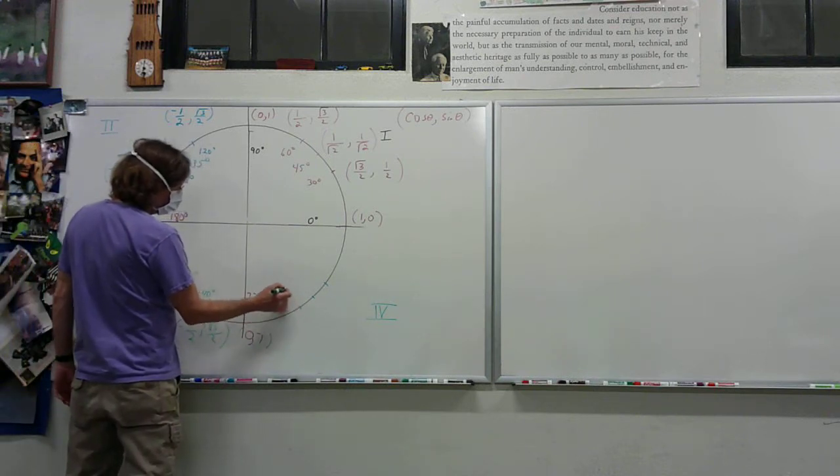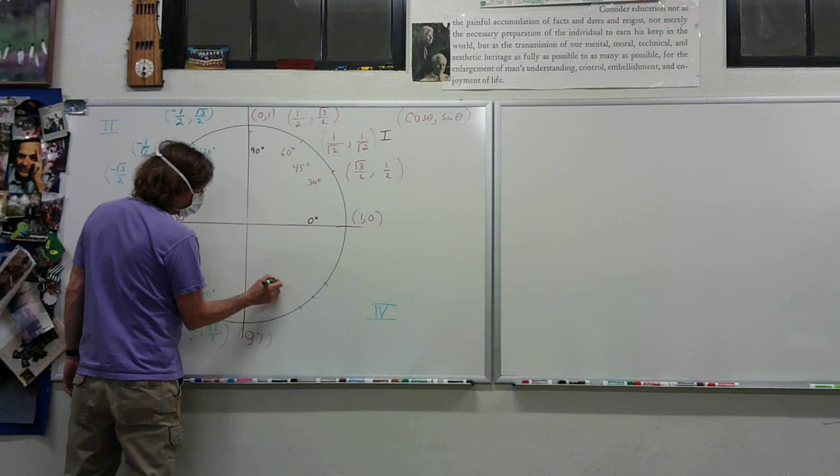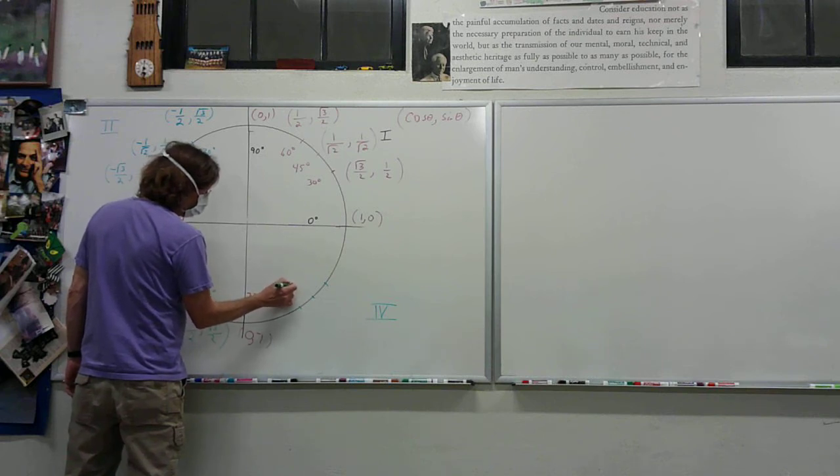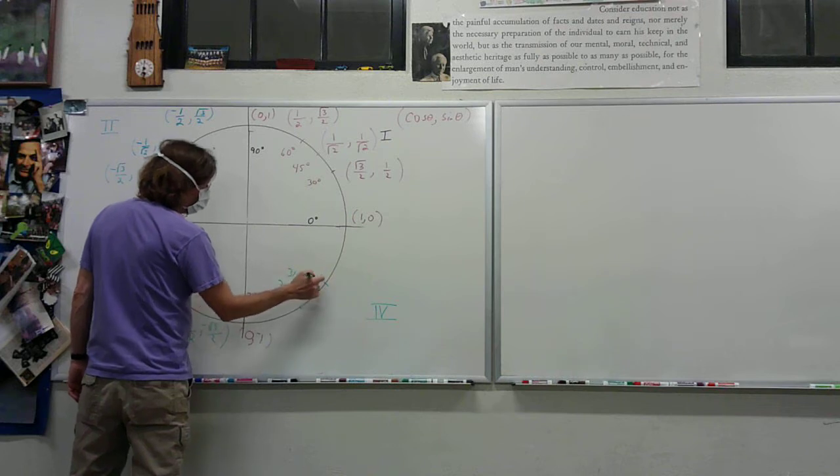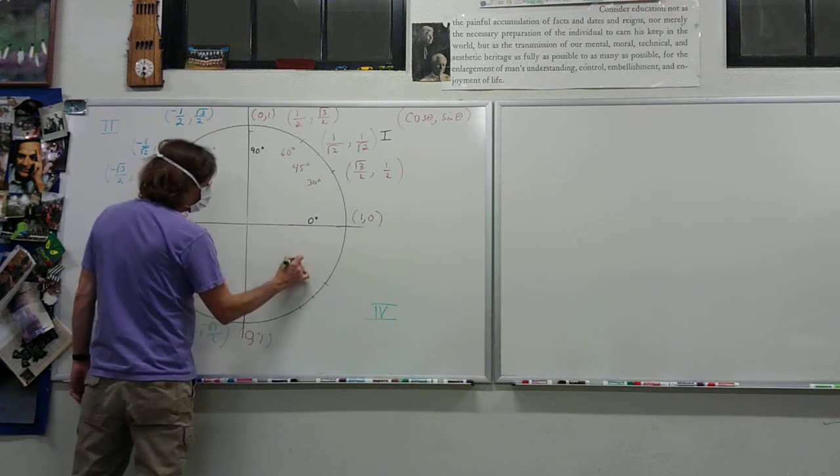Okay, how many degrees is this one? 300. 300. How about here? 315. 315. How about here? 330. 330.